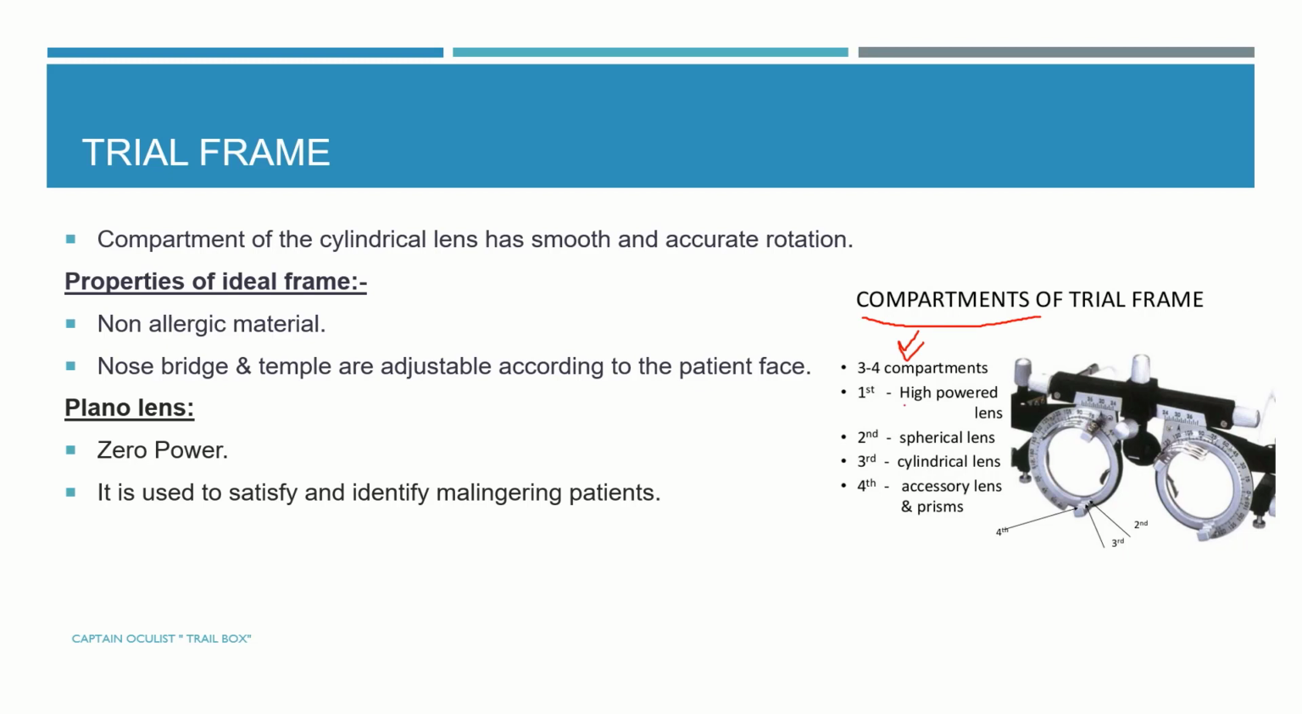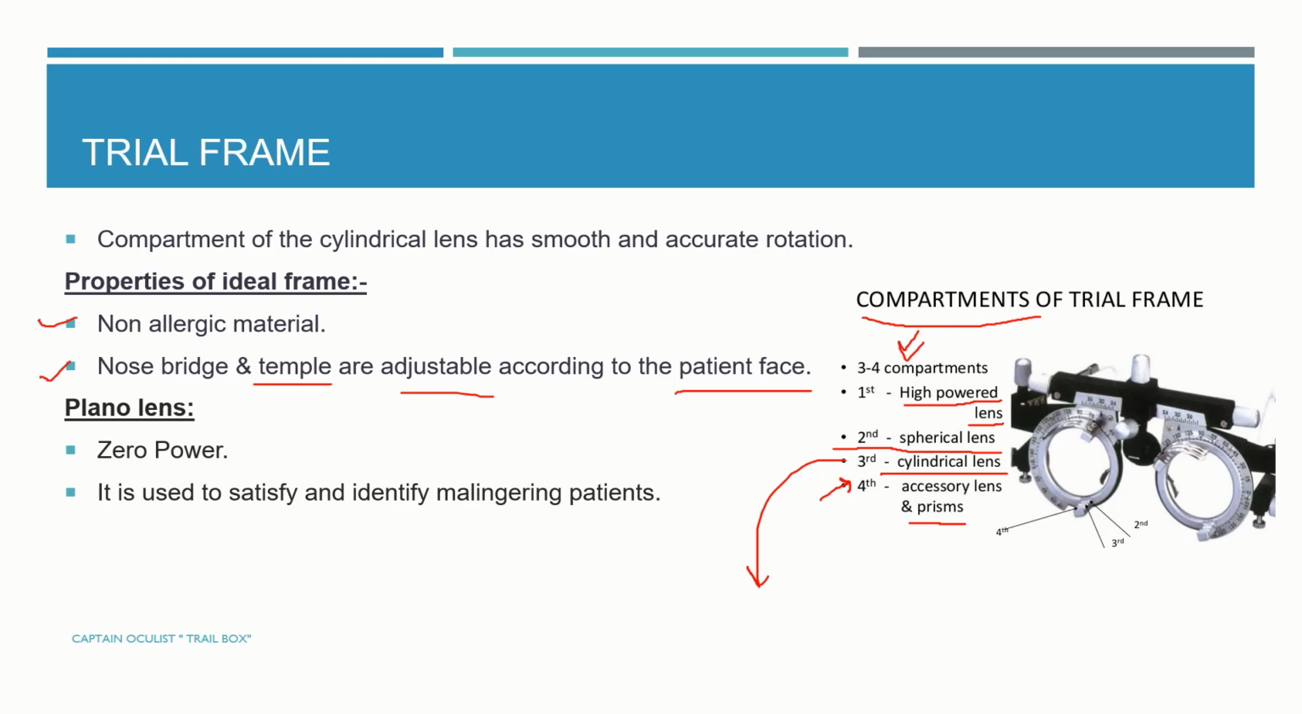The first compartment is used for the high power lenses. The second compartment is used for spherical lenses. The third compartment is used for cylindrical lenses, and the fourth compartment is used for accessories. The compartment of cylindrical lenses has smooth and accurate rotation. The properties of an ideal frame are non-allergic material, and nose bridge and temple adjustable according to the patient's face. So these are all about the trial frame.